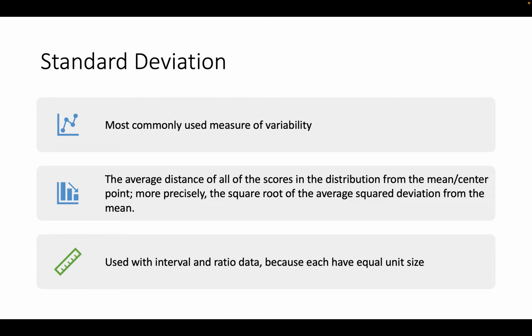So the standard deviation is our most commonly used measure of variability. Most of the time when you read the results section of a journal article, you'll see the standard deviation. Every set of results typically starts by saying, here's the mean, here's the standard deviation of the data, because it gives a pretty clear picture or the gist of the data up front. And then you move on to describing the range, the mode, the median. And this is used with interval and ratio data because it has equal unit size.